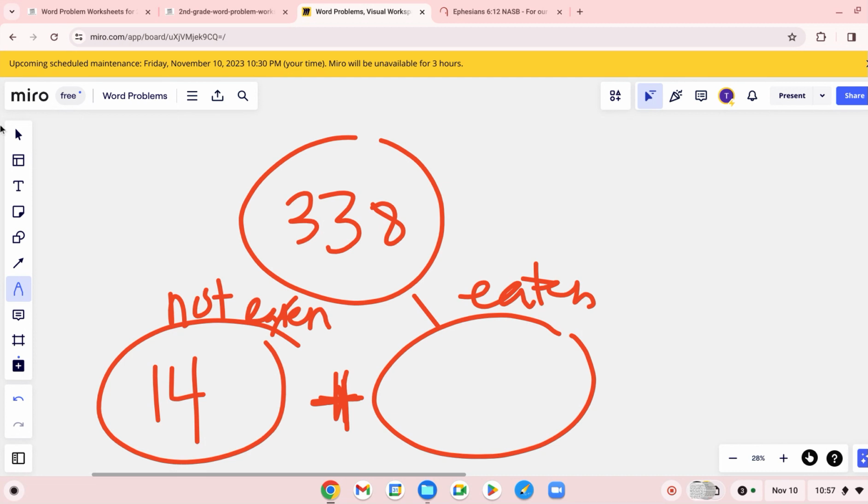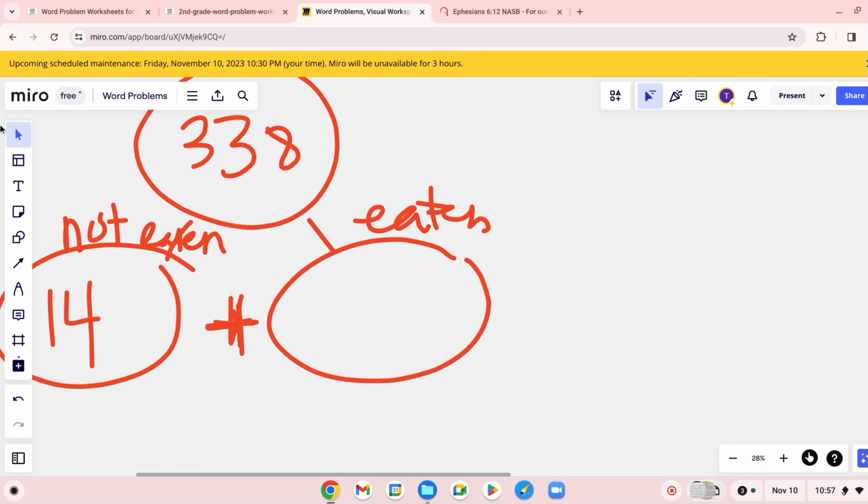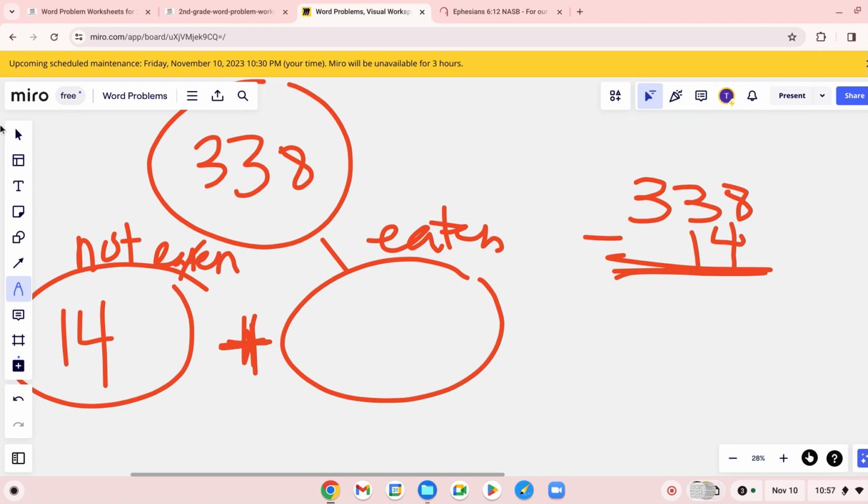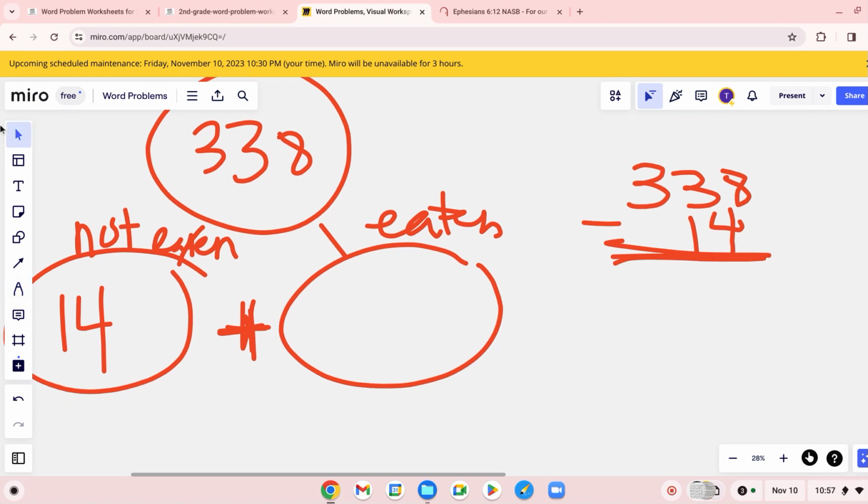Correct. So what is the number sentence that represents this? 338 minus 14. Good job. 338 minus 14 will give you the eaten. Another number sentence using addition.